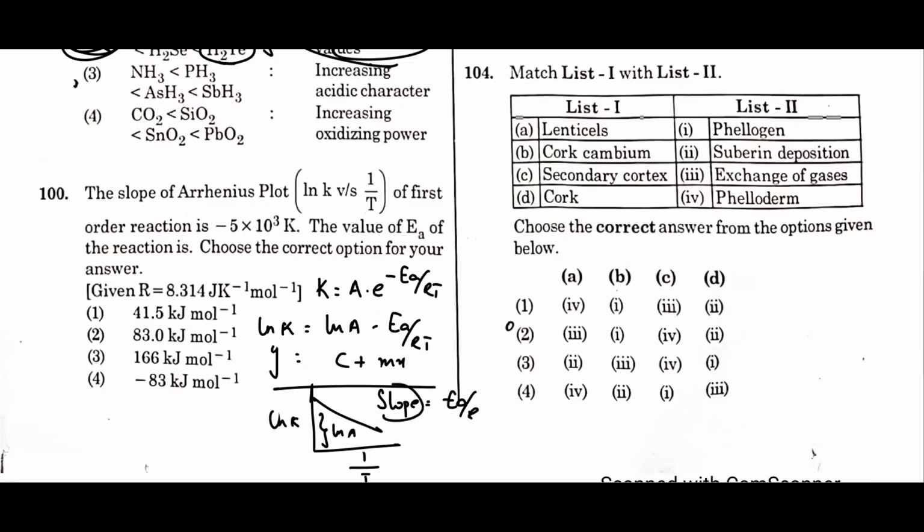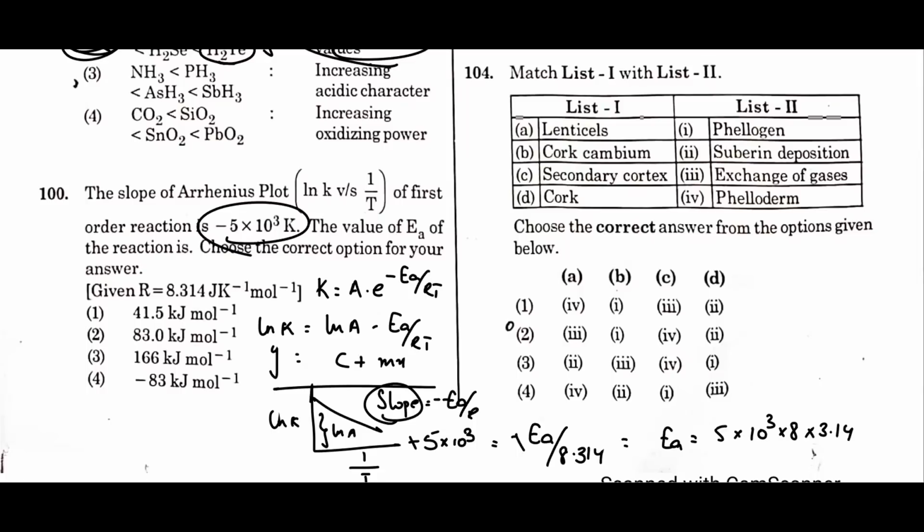And the slope value is given in the question, that is minus 5 into 10 power of 3, which is equal to minus EA by R. R value is given 8.314, minus will be cancelled here. Then you will be getting EA. EA is equal to, just multiply 5 into 10 power of 3 into 8.314. Just solve this one. You will be getting around 41.5 into 10 power of 3, I mean joules you will be getting, then convert into kilojoule, that is 41.5 kilojoule is your answer. Option 1 is your correct answer.